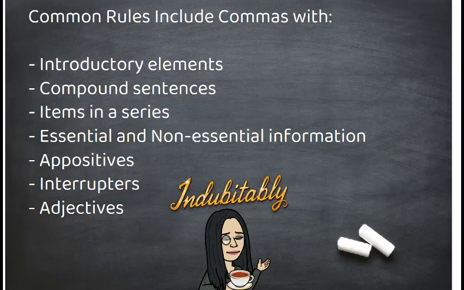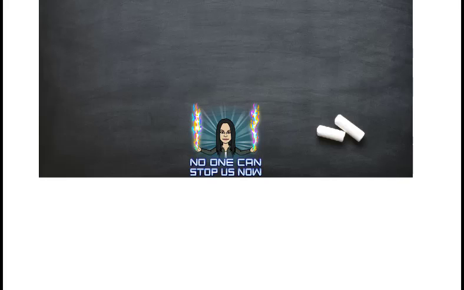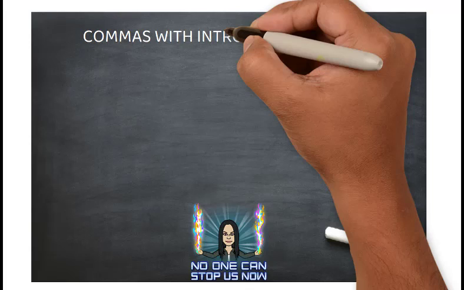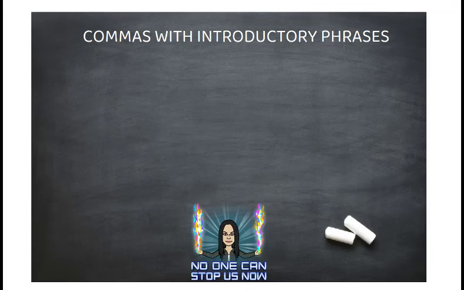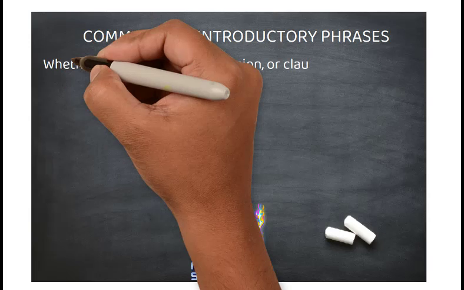So we have introductory elements, compound sentences, items in a series, essential and non-essential information, appositives, interrupters, and adjectives. And I'm going to provide some explanations for all of these. Some are longer than others, so I apologize, but it's important to follow these explanations so you can understand why these rules are actually in place, okay? So as you're writing too, in order to break bad habits, it's going to be important for you to acknowledge what you do already with comma rules. So what I mean by that is if you know that you're using commas in a cavalier way, not really processing, then it does take work, okay? So let's go ahead and look at commas with introductory phrases first.